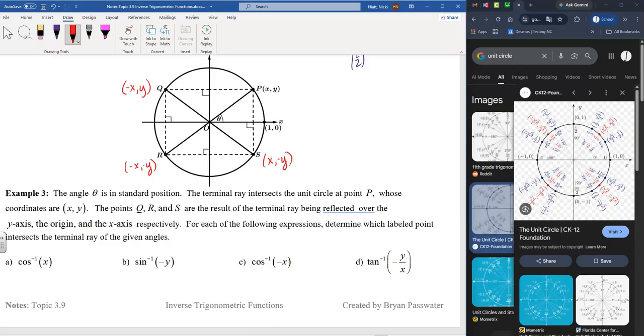Okay, so the question is saying, for each of the following expressions, determine which labeled point intersects the terminal ray of the given angles, right? So we are answering this with a point S, P, Q, or R. One of these is not going to be our answer at all. All of this is inverse trig, right? For sine, we look from negative pi over 2 to positive pi over 2, right? This is the section we look at for sine or for tangent.